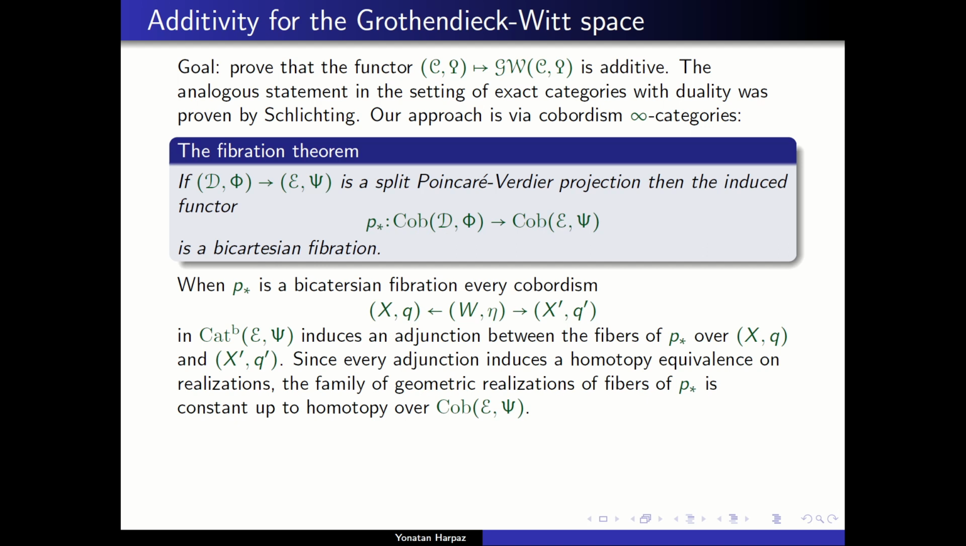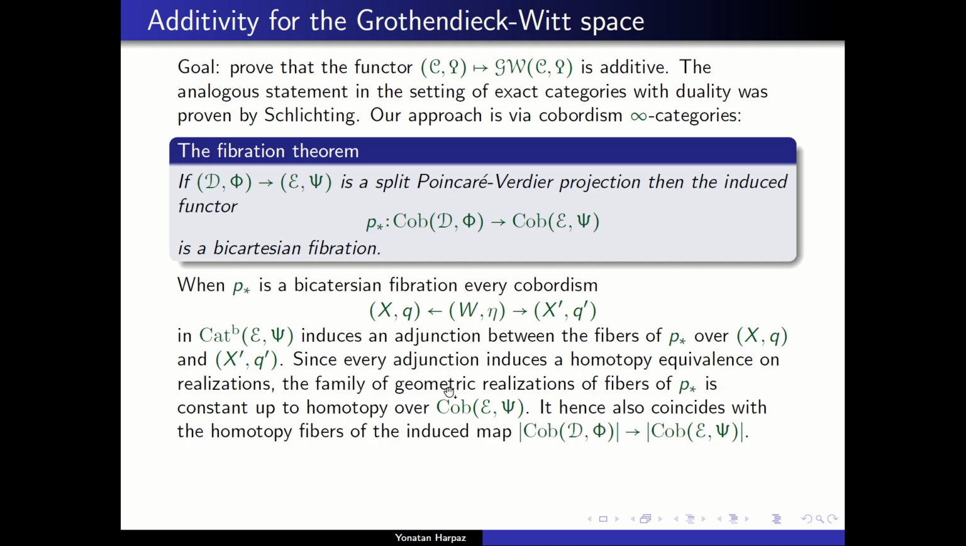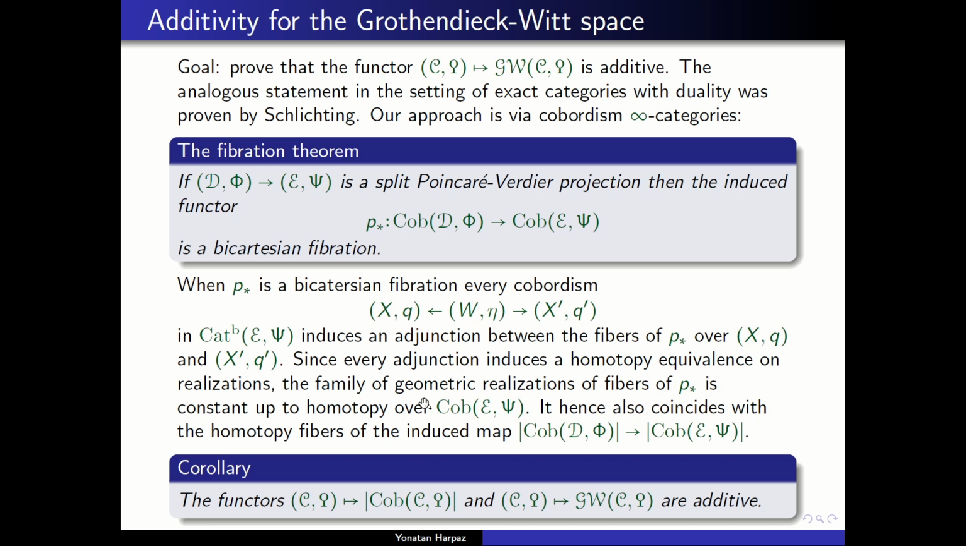Now, adjunctions between infinity categories always induce a homotopy equivalence on the level of realizations. This means that the family of geometric realizations of the fibers of P star is constant up to homotopy over the cobordism category of E. And from this, one can deduce that these are also the homotopy fibers of the induced map on geometric realizations. And a corollary of this is that the functors which send C copa to the geometric realization of its cobordism category and C copa to its Grothendieck-Witt space, which is just the loop on this, are both additive.